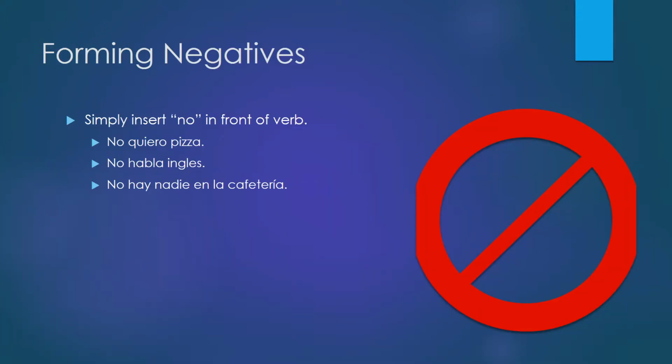All right, how do we form negatives in Spanish? This one is really simple. All you have to do is insert the word no right in front of the verb. So, "no quiero pizza" means I do not want pizza. "No habla inglés," he or she does not speak English. "No hay nadie en la cafetería," there is no one in the cafeteria.